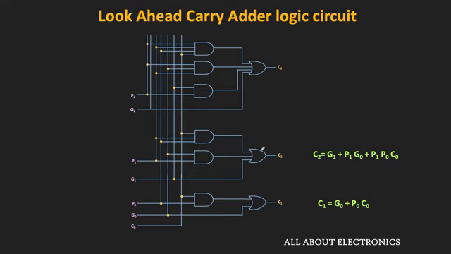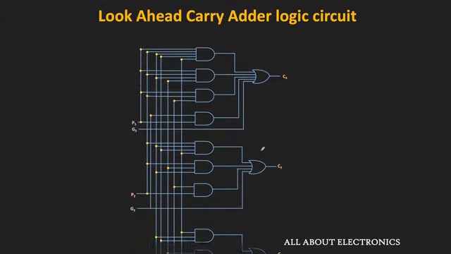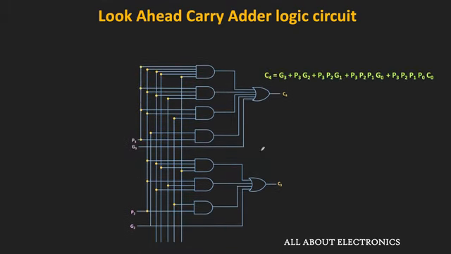Likewise, this is the expression of the C3. So it can be implemented using 3 AND gates and 1 OR gate. And lastly, this is the expression of the C4. So as you can see, to implement it, we require 4 AND gates and 1 OR gate. And in this case, we require the 5-input OR gate.